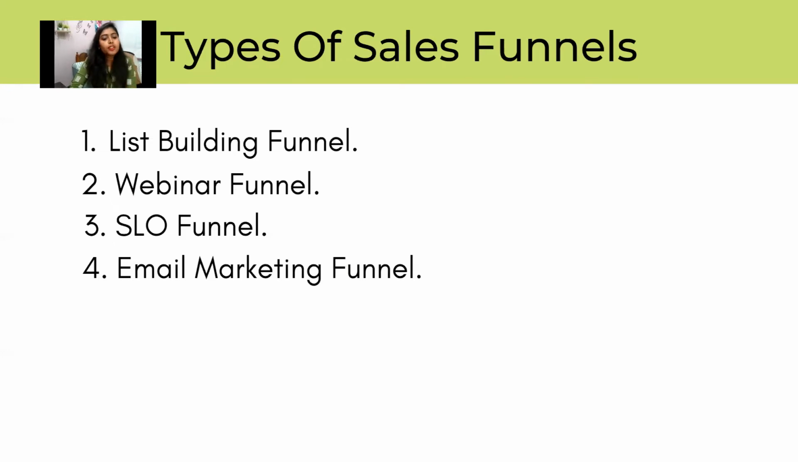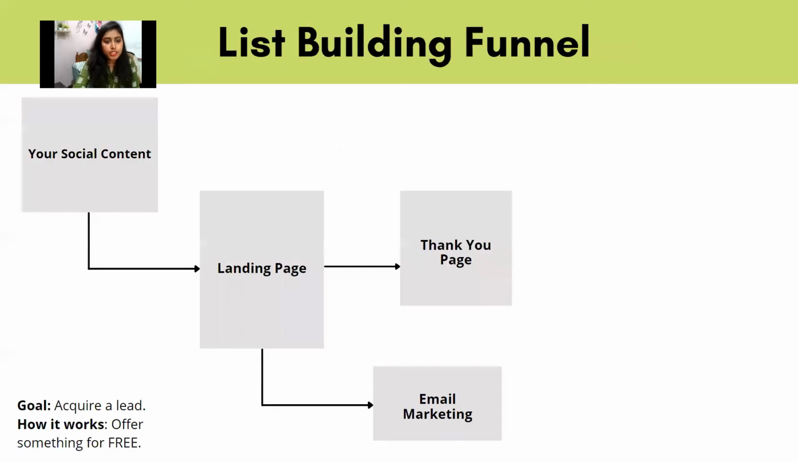ठीक है, second one is webinar funnel. I know so many of you have heard about this, but if not also, then these are the types of funnel you keep in your mind. ठीक है, third one is SLO funnel, which is self-liquidating offer funnel, and the last one is email marketing funnel. Okay, I'll tell you how each funnel works, and where do you use them etc. I'll tell you everything, the basics, like okay, कैसे दिखता है, everything. So let's understand the first type, that is the list building funnel.